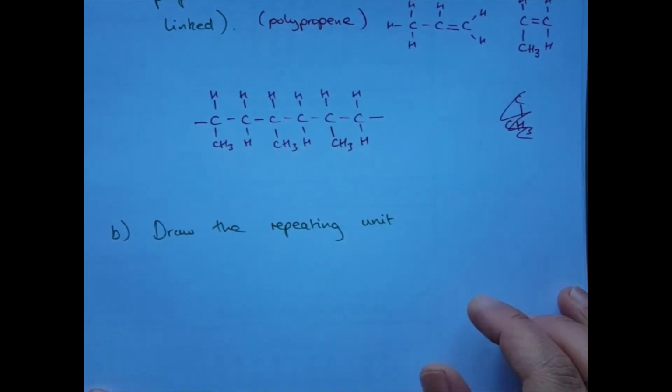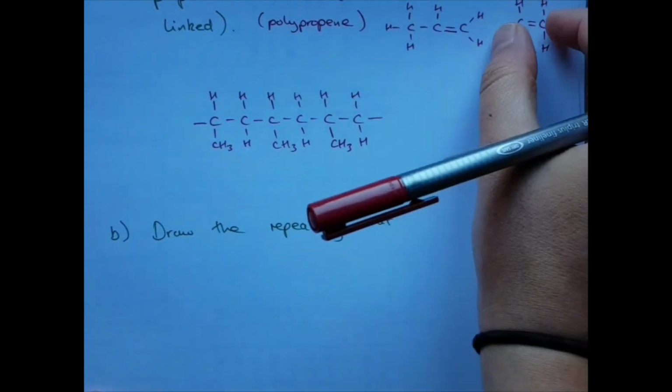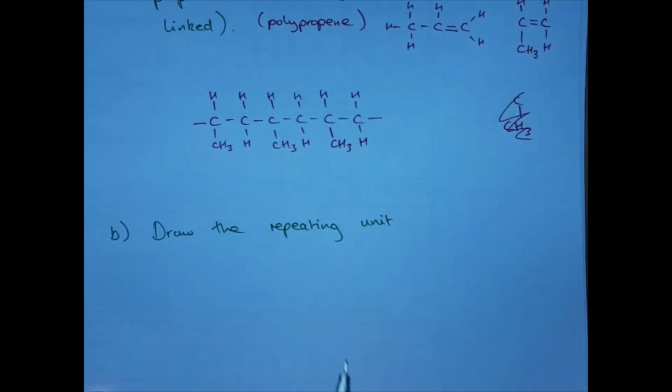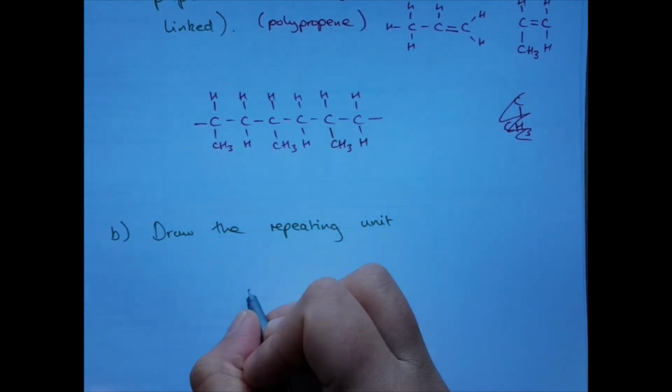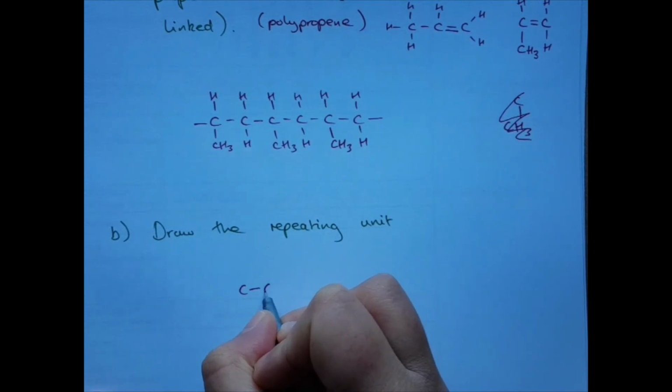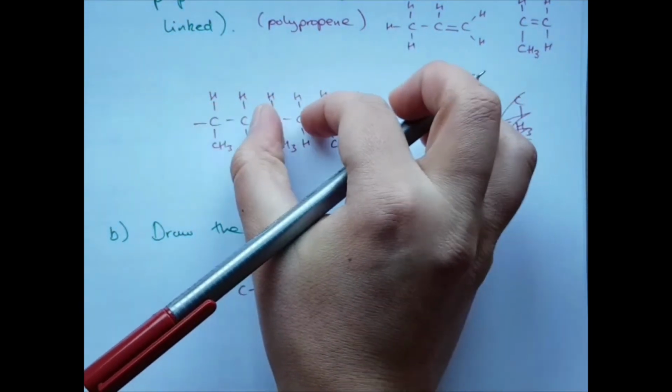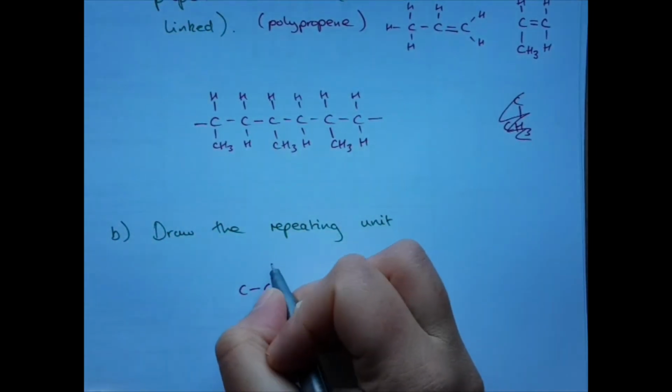The final thing is again to draw the repeating unit. I'd like you to have a go at that. Remember, if you're given the monomer, it's nice and easy. You're just drawing the monomer, but with the double bond broken. So we're just thinking about what we could pick up and repeat. That's the repeating unit.